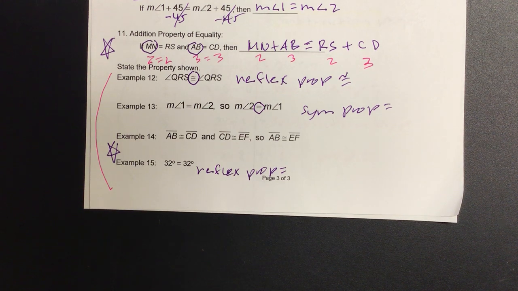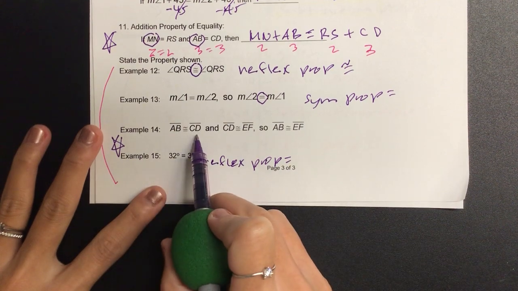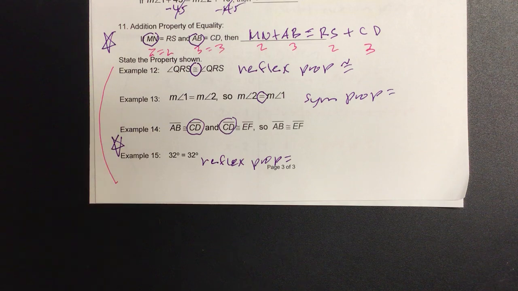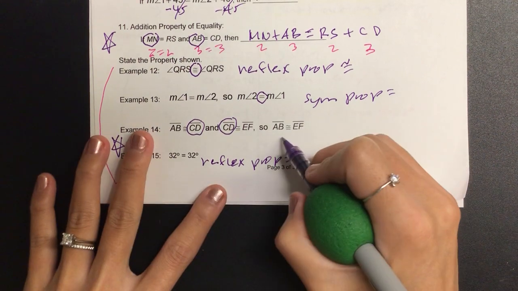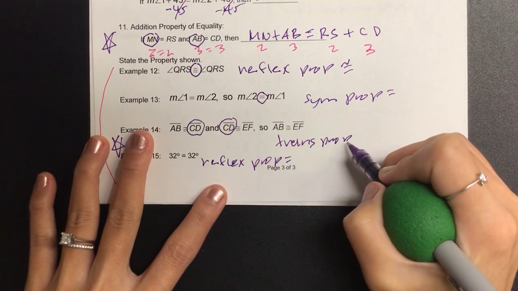Okay, what property is number 14? Transitive. So AB is congruent to CD, and that same CD is congruent to EF. Therefore, AB must be congruent to EF. Transitive property of congruence.